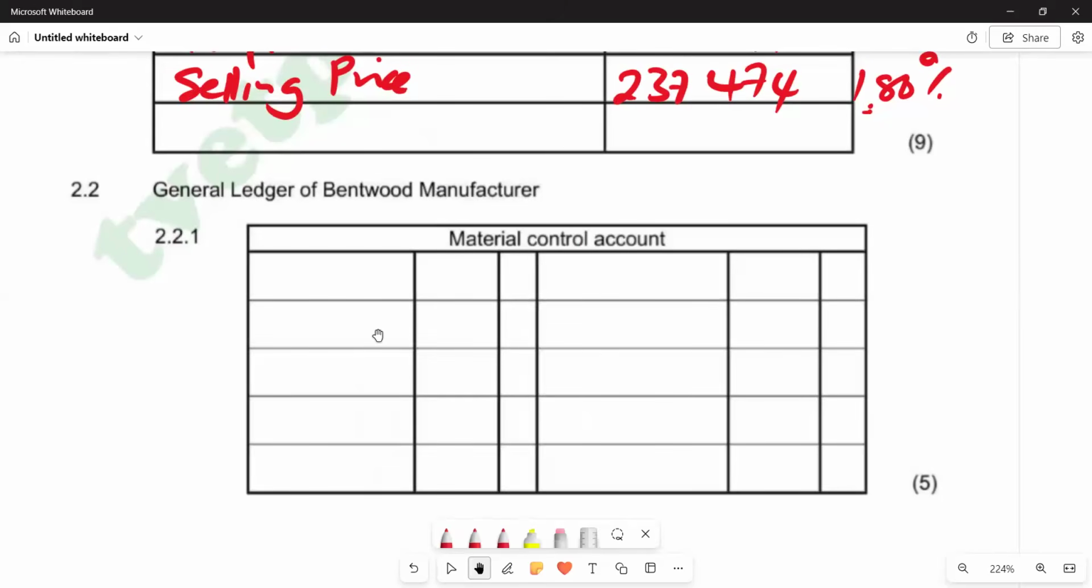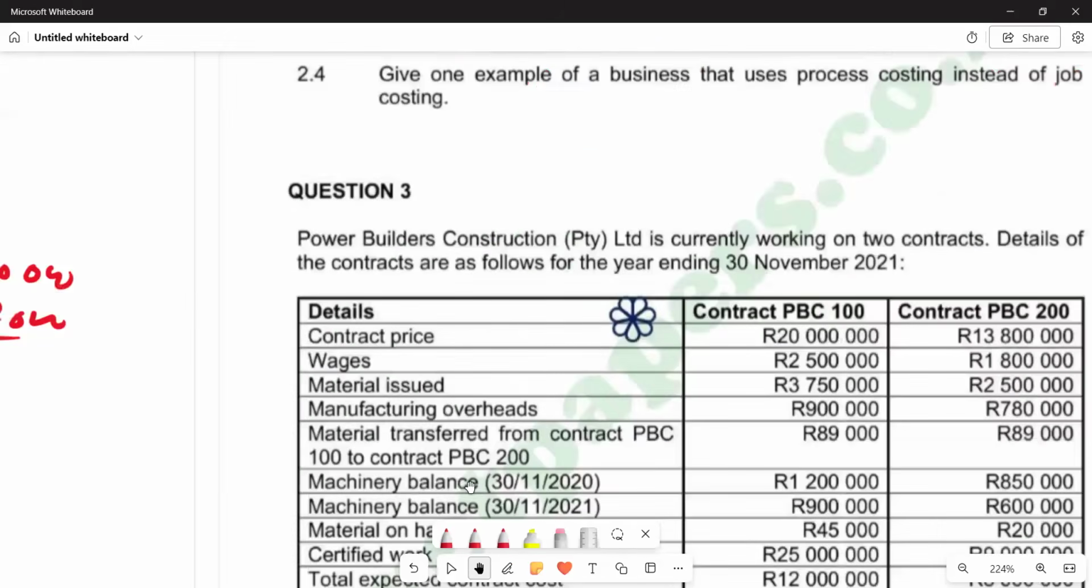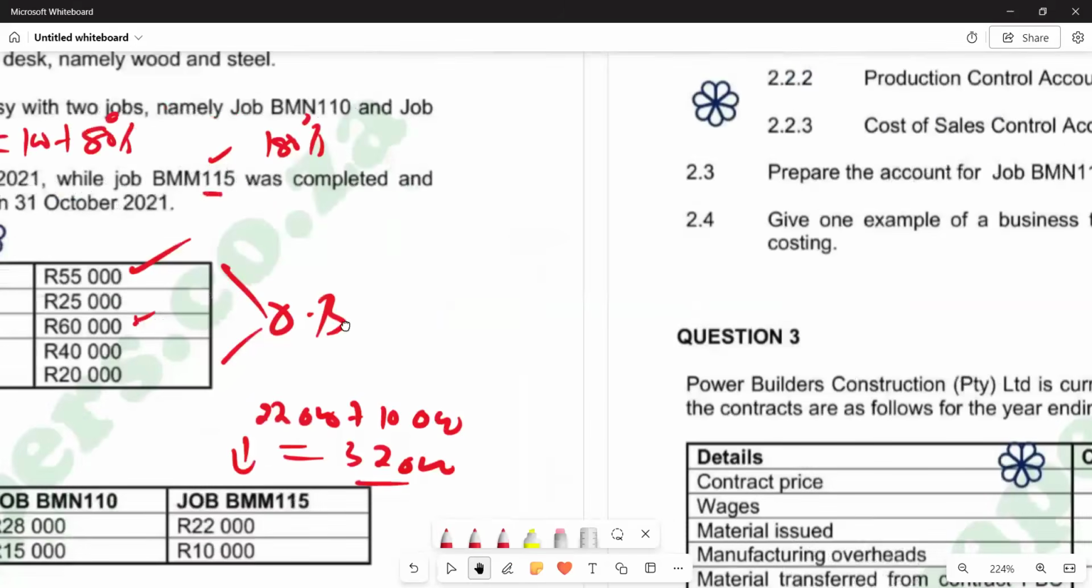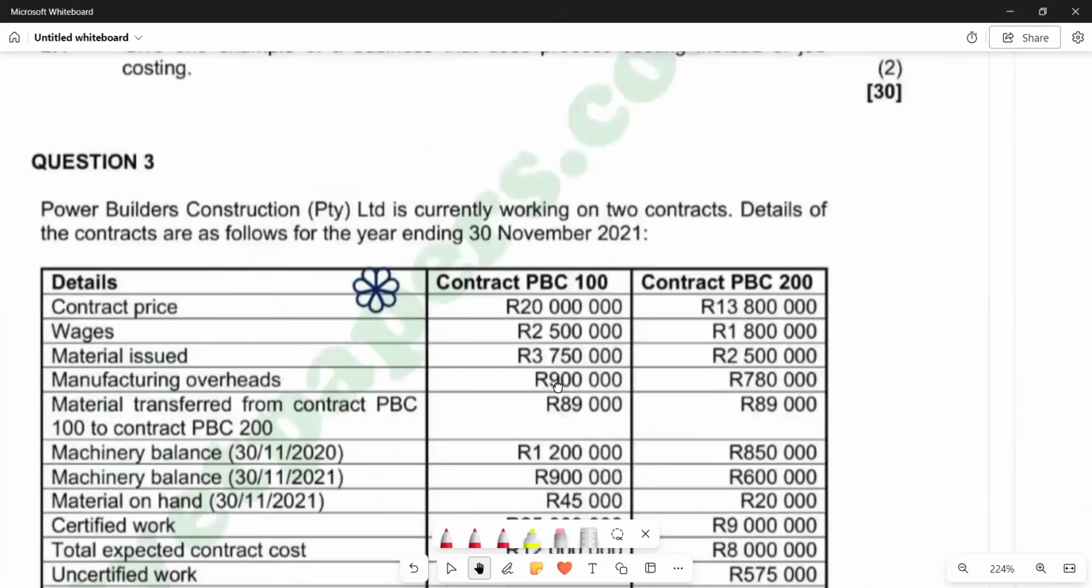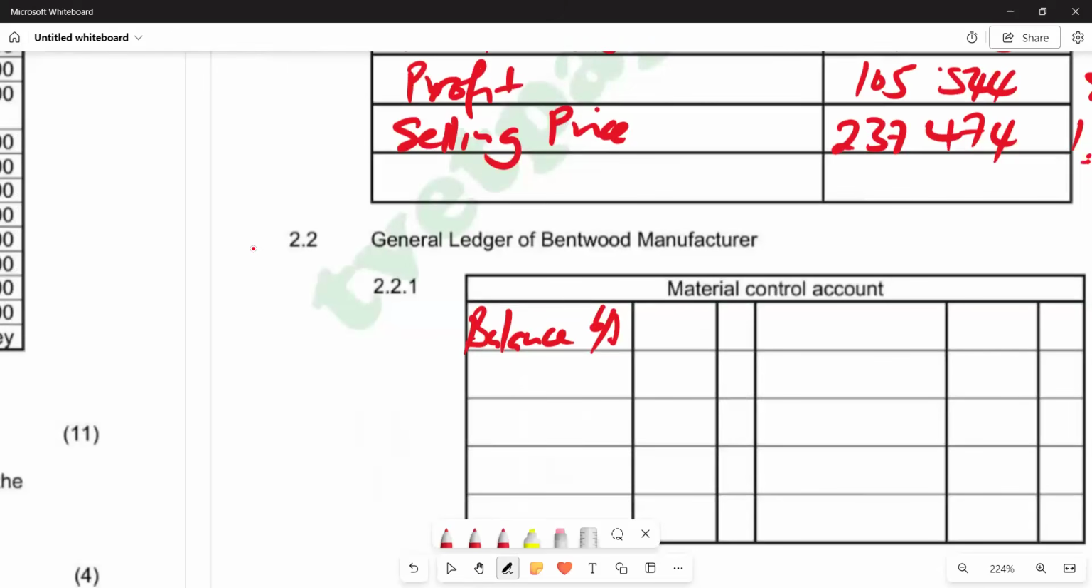On the material control, obviously, we are going to start with the balance BD. And we can only find that figure at the beginning of the question, where we have opening balances. You'd see that our opening balance for material is 60,000 here. So we are going to start with our 60,000 as our opening balance, which is balance BD. So we are saying 60,000 here.